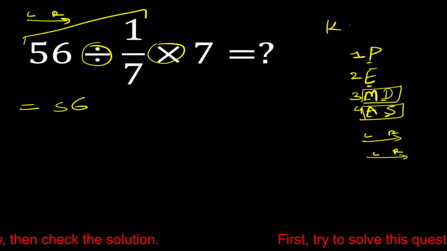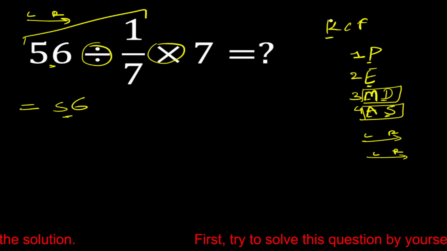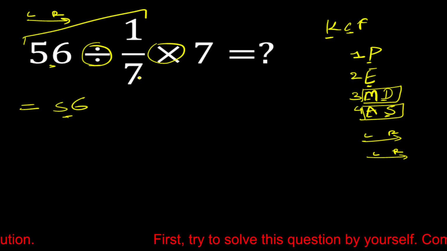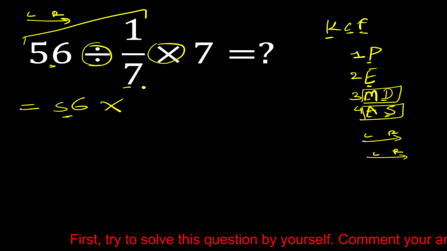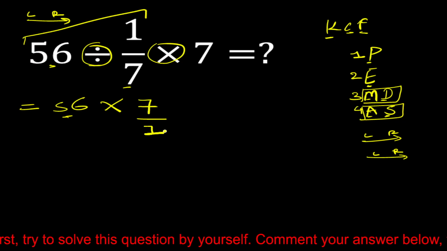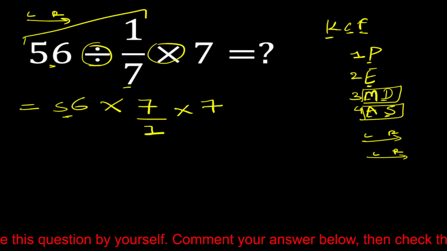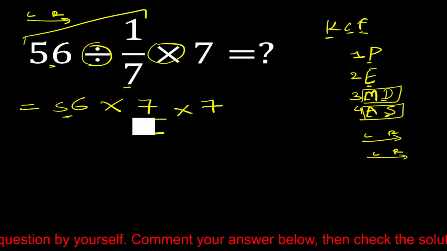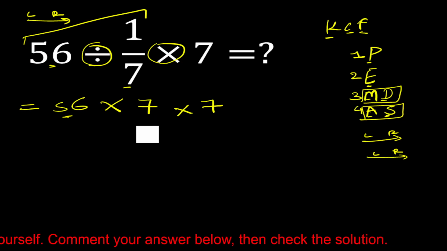Now according to the KCF rule, K means keep this 56 as it is, the same. C means change this sign from division to multiplication. F means flip this last fraction. 1 upon 7 becomes 7 upon 1, multiply 7. Okay. Now here 7 divided by 1 is also equal to 7, so we can remove this 1. Okay.